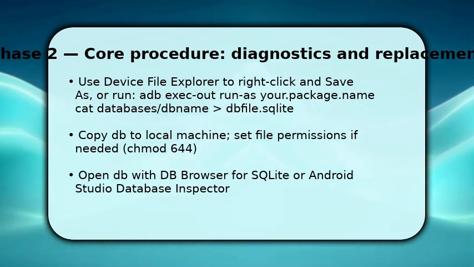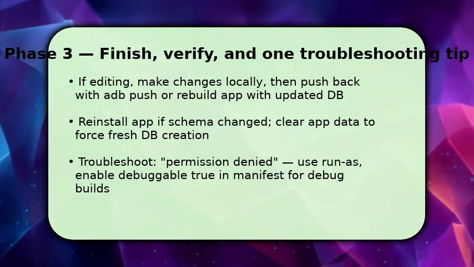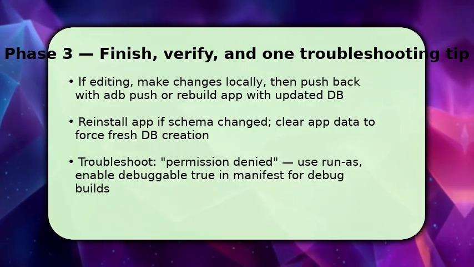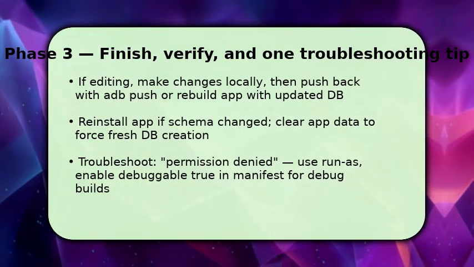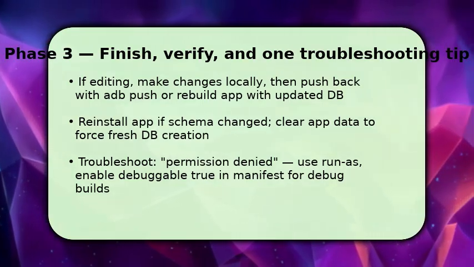To apply changes, edit the local SQLite file and push it back using adb push into the app's databases folder, or include the updated DB in your APK and reinstall. If you change schema, uninstall or clear app data to force the app to recreate structures correctly.